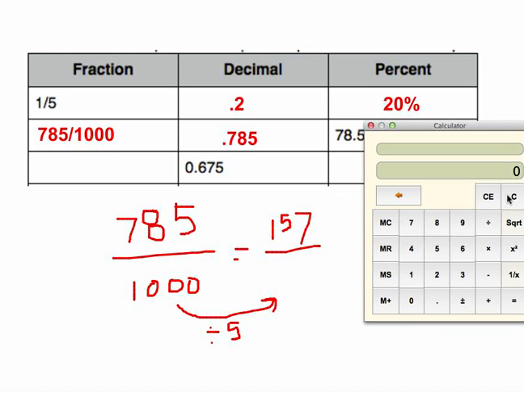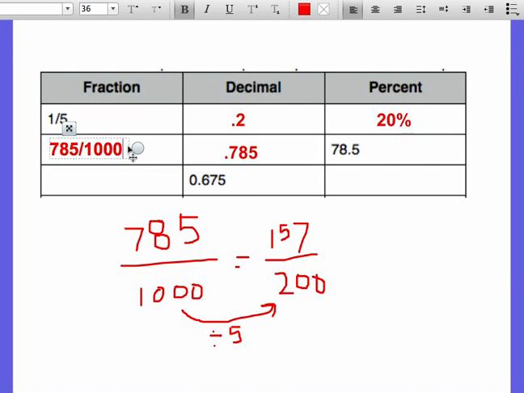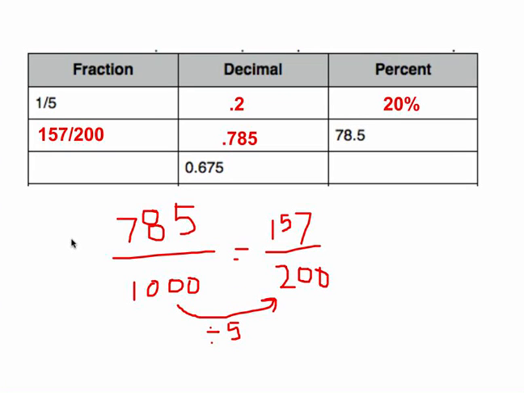1,000 divided by 5, and you should be able to do this in your head if you know 100 divided by 5. This could be 200. So the proper way to write this fraction, and this is going to be important for full credit on what we call these mastery tests, would be to write 157 per 200. So keep that in mind.